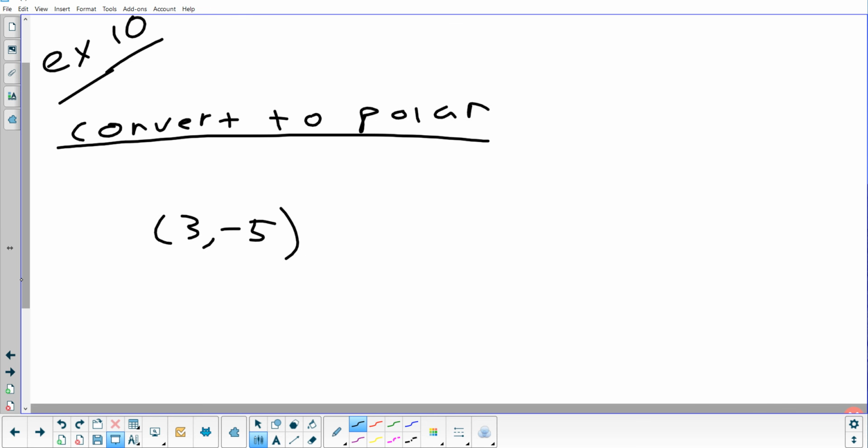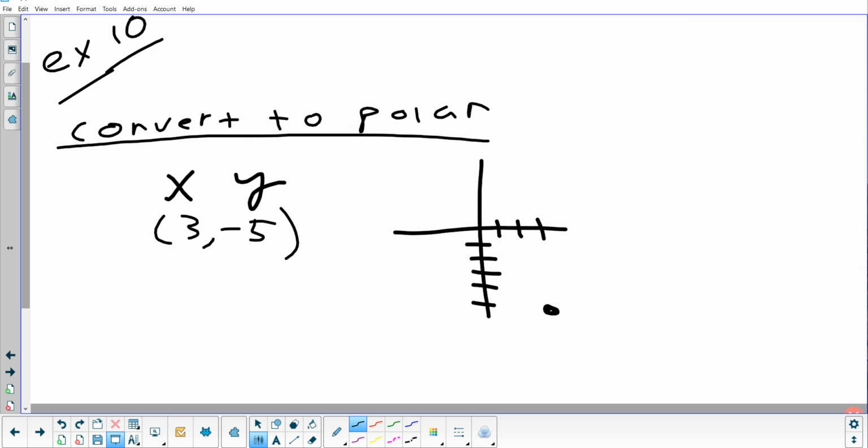Right, so here's your point. 3, -5. And this is rectangular, okay, because it says convert to polar. So if they were giving you something in polar, you'd already done it. So that's rectangular. Where's 3, -5 when I graph it? Doesn't have to be exact. I'm just looking roughly for the quadrant. Quadrant 4. Like down there somewhere. 3, -5.